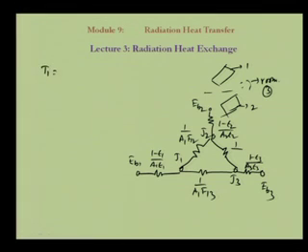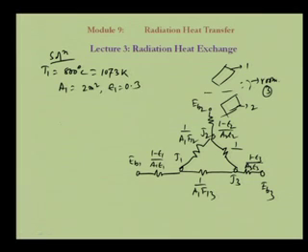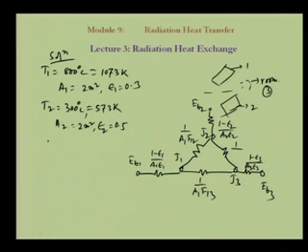Now, T1 is equal to 800 degree centigrade, these are the data given, see the solution. 800 degree centigrade is equal to 1073 Kelvin. Here area A1 is equal to 2 meter square, ε1 is equal to 0.3, T2 is equal to 300 degree centigrade, that is equal to 573 Kelvin, and A2 is again 2 meter square, and ε2 is equal to 0.5, and T3 is the room, at 30 degree centigrade, that is equal to 303 Kelvin, and A3 tends to infinity. Okay, it is a large room.